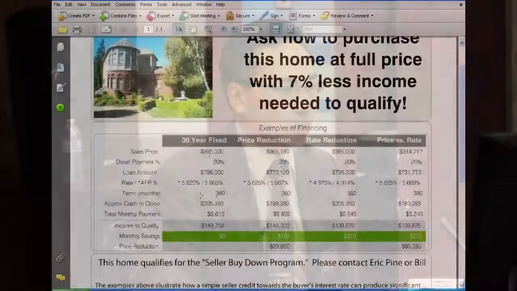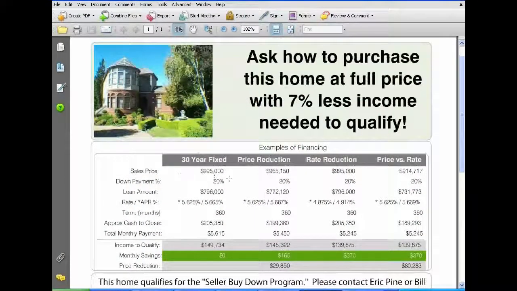One, it will open up the purchase market to less qualified buyers. It will require less income. So on this particular situation here, the sales price is at $995. If we reduce the price down to, let me just make sure I got my math correct here.